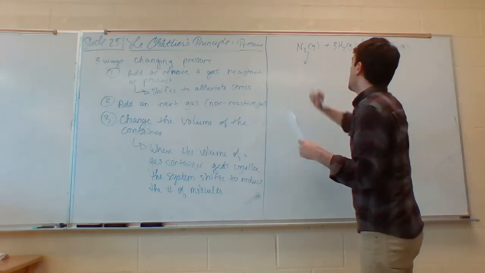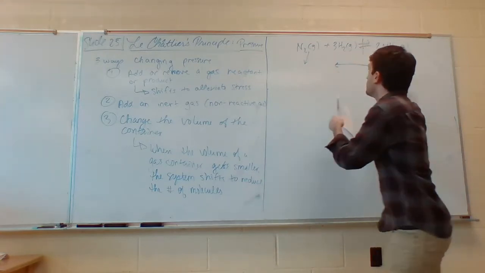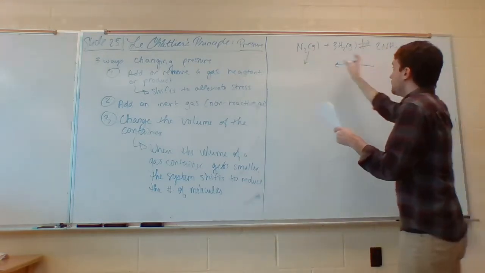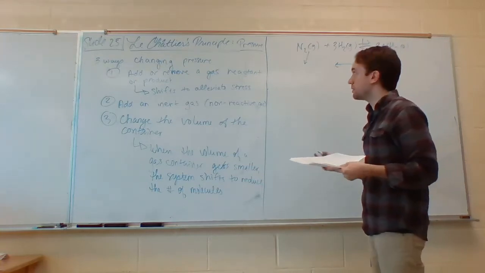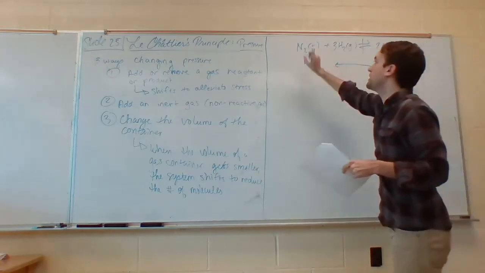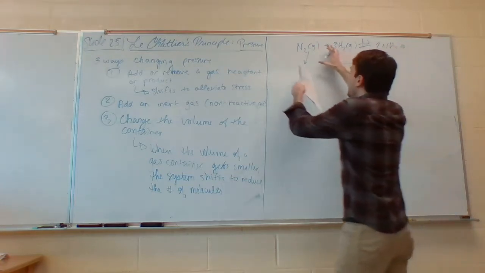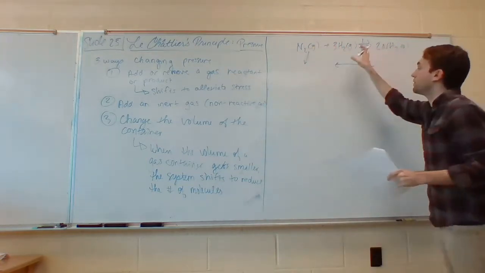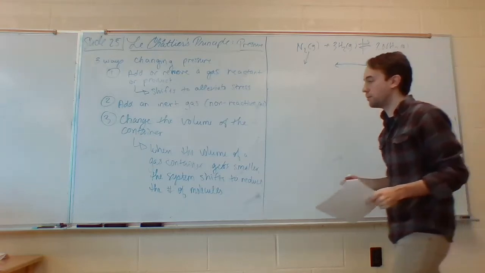Okay, now if it shifts to the left, because that team was weaker, what increases? The N2 and the H2 are going to increase. So even though we pulled some of that out, these are going to be the things that have to increase in order for us to reestablish the equilibrium. Okay?